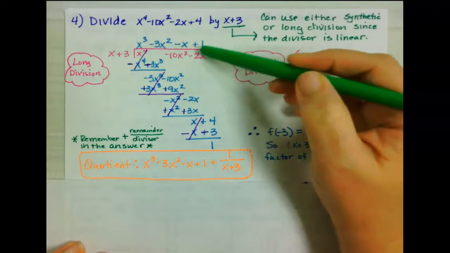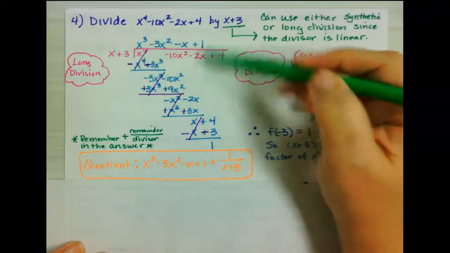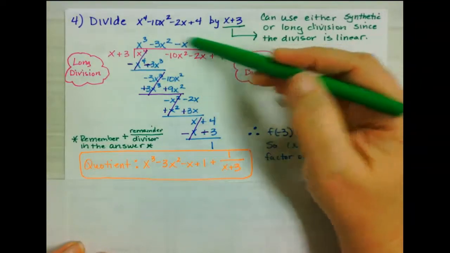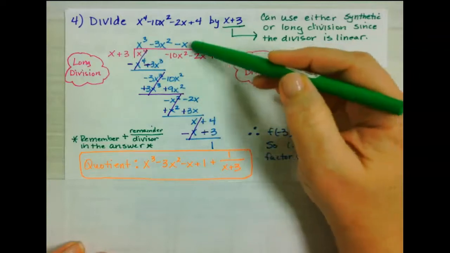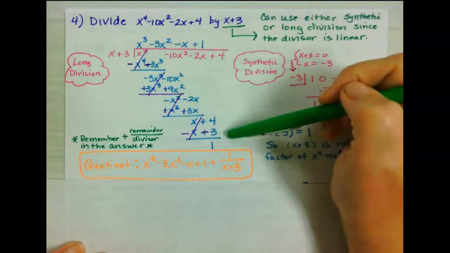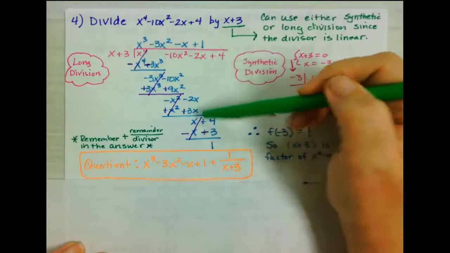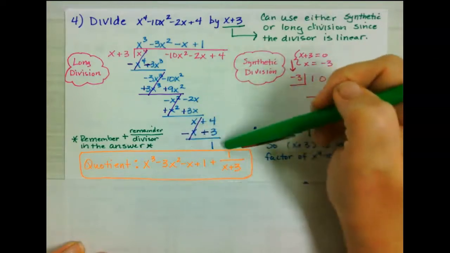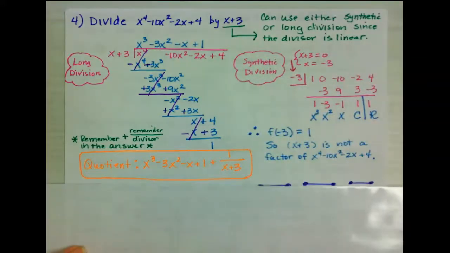One last time. What times x gives me x? Well, that has to be 1. So 1 times x gives me x. 1 times 3 gives me 3. Subtracting the whole line means the signs change, and I get a negative negative. So this one eliminates, and this one leaves me a remainder of 1.